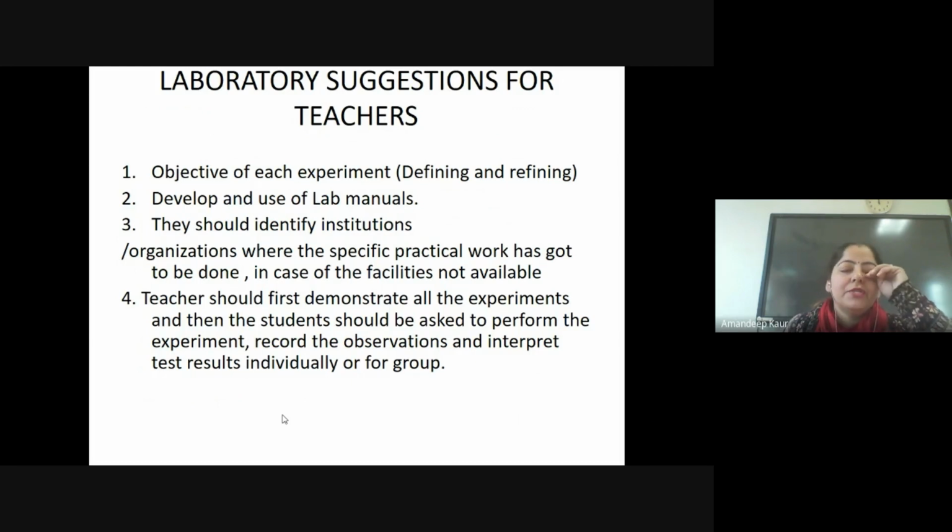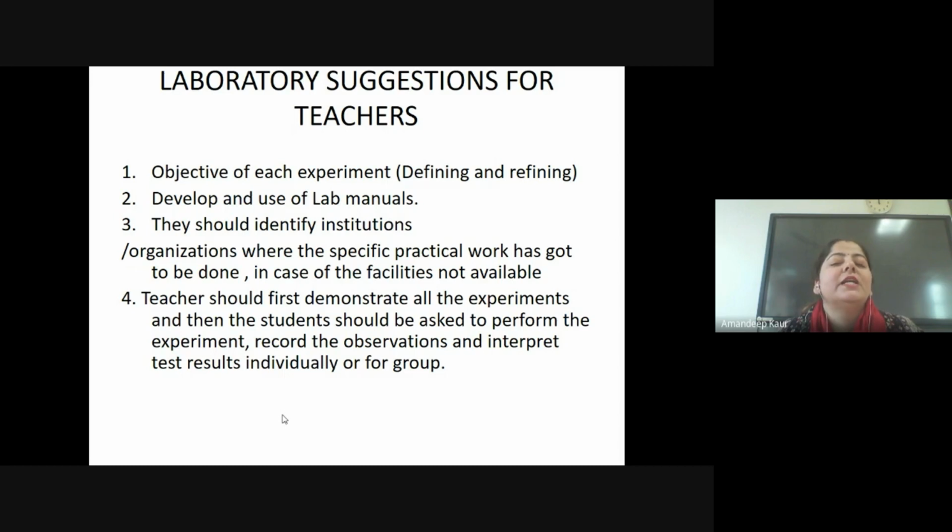So there are a few suggestions for the teachers also. For the laboratory environment, the teacher needs to define and refine the objective of each experiment. The teacher must develop and use the laboratory manual. If the infrastructure facility is not available at the institute level, the teacher needs to find a way, liaise with other institutions, make use of other policy guidelines developed by AICTE, and find out the different ways where the specific practical activity can be done.